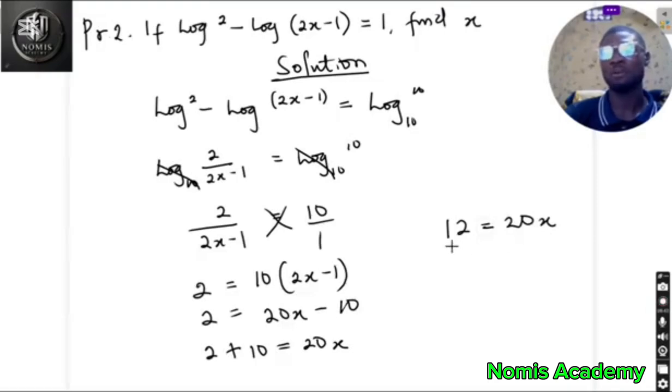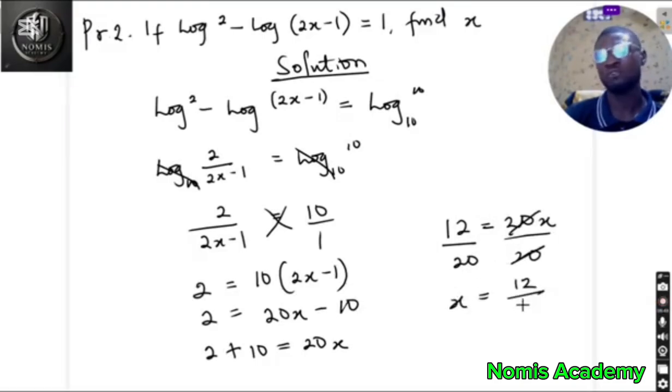To make x the subject of the formula, we divide both sides by 20. So 20 cancels 20, and we are left with x equal to 12 over 20. I know this is a proper fraction, but there will be need for you to reduce it to the lowest term. 4 in 12 is 3, and 4 in 20 is 5. So the value of x is 3 over 5.